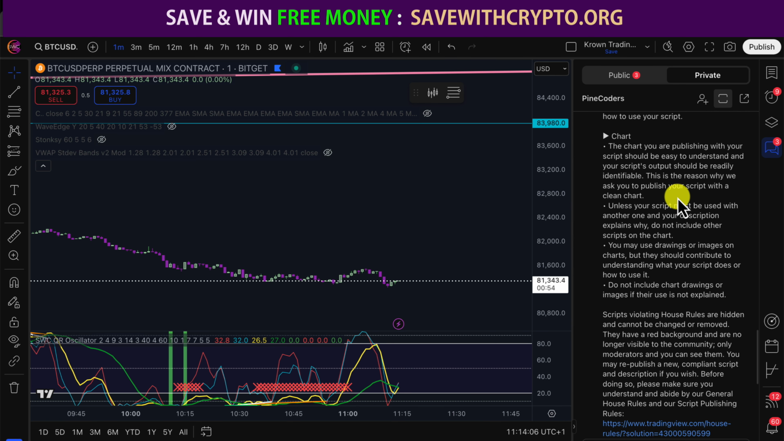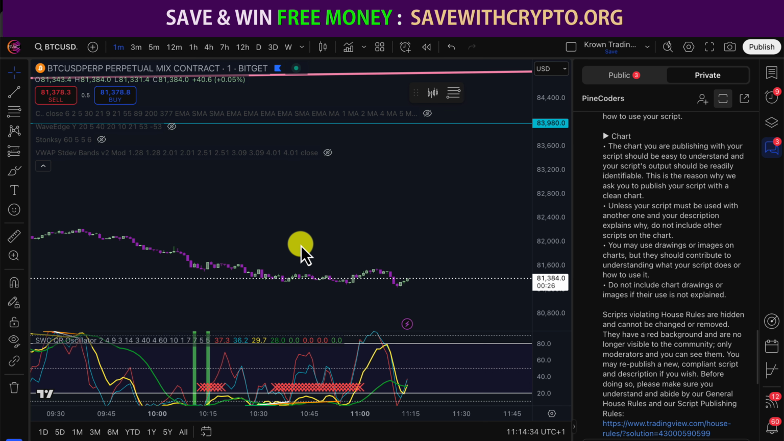The chart did actually have, as well as the QR oscillator, Stonksy on the background there. Now I think they objected to that because it's going to confuse people who don't know what that is. So those are the things I need to fix. The description I can fix, no problem at all. The screenshot, of course, I can fix that too.